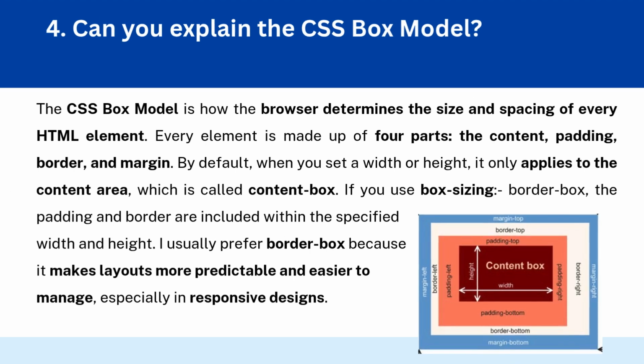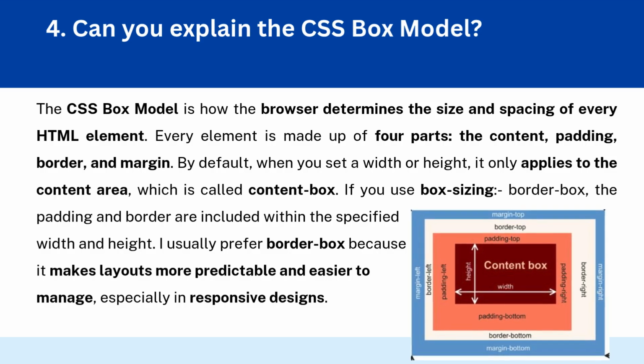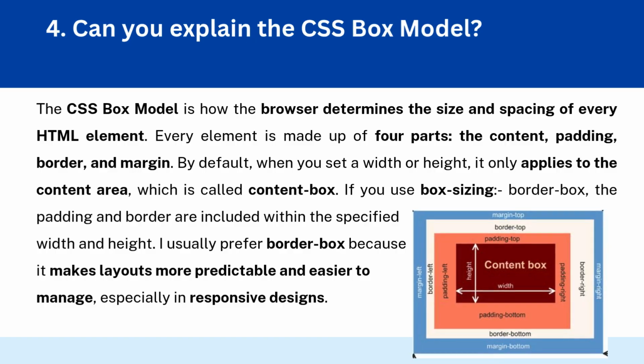Can you explain the CSS box model? The CSS box model is how the browser determines the size and spacing of every HTML element. Every element is made up of 4 parts: the content, padding, border, and margin. By default, when you set a width or height, it only applies to the content area, which is called content-box. If you use box-sizing: border-box, the padding and border are included within the specified width and height. I usually prefer border-box because it makes layouts more predictable and easier to manage, especially in responsive designs.